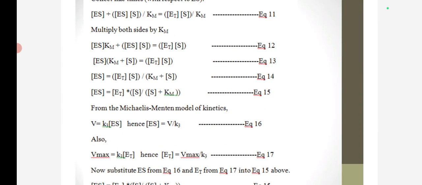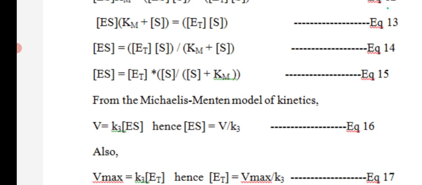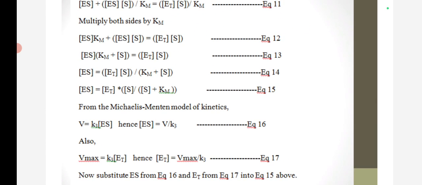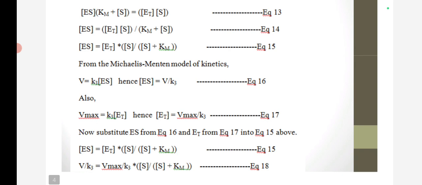From the Michaelis Menten model of kinetics, V naught equals K3 into the enzyme substrate concentration. This is for initial velocity. We have already found this. From this, the enzyme substrate complex equals V naught divided by K3. Also, the maximum velocity Vmax equals K3 into the enzyme total concentration. From this equation, Et alone, Et equals Vmax divided by K3. This is equation 17.